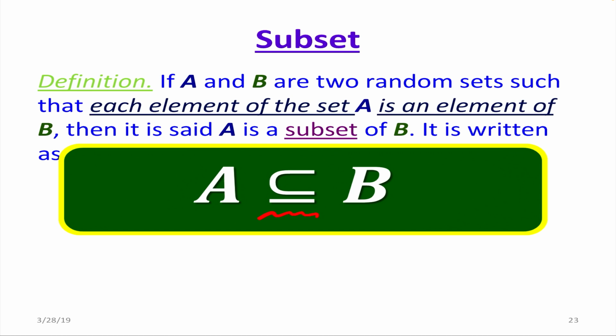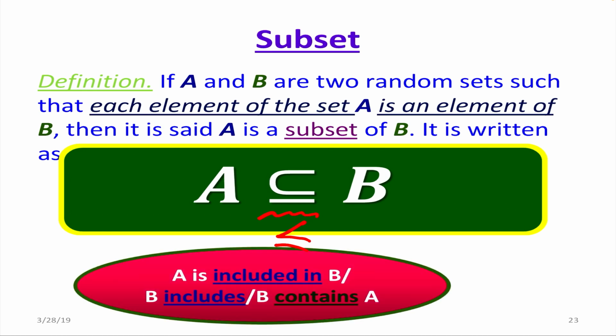It's kind of a one-sided letter U, and this symbol is actually reminiscent of the less than or equal to inequality symbol for numbers. The way we would say it is A is included in B, or B includes A, or B contains A. The set B, which is going to be bigger, let's say, is also called the superset. So A is a subset and B is a superset of A.